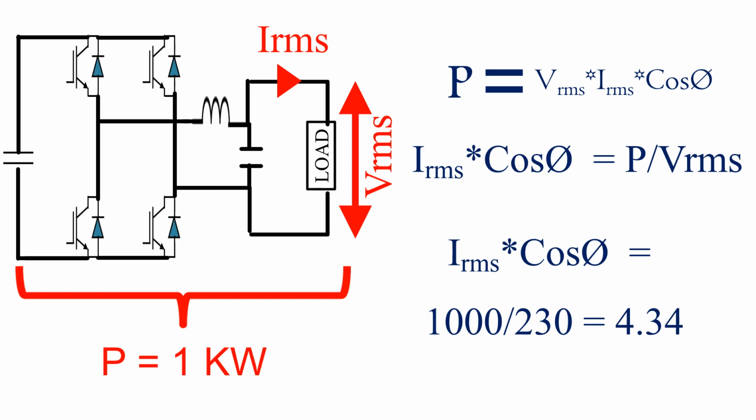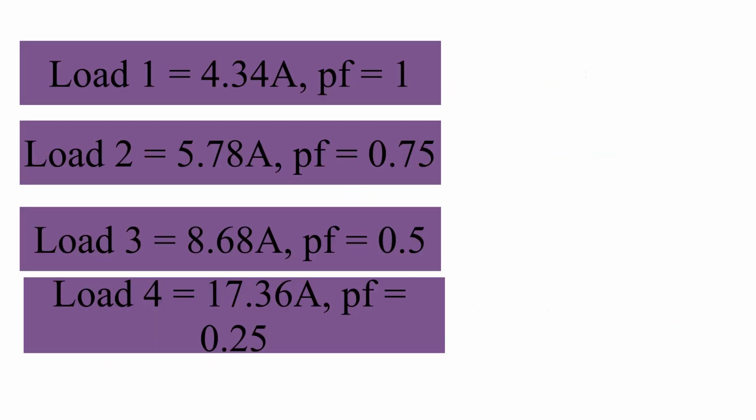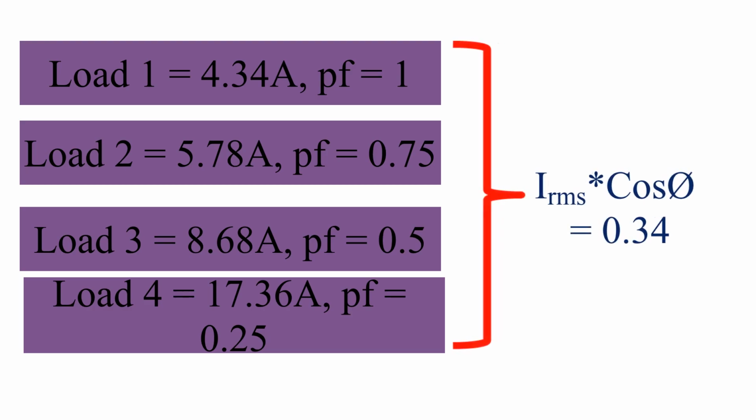But there is a problem that I will explain now. Now consider 4 different types of loads with different current and different power factor. So when you find I RMS into cos phi value for all these 4 loads, you will get 4.34. So we would think like we can connect all these loads at the inverter output, but actually we can't.